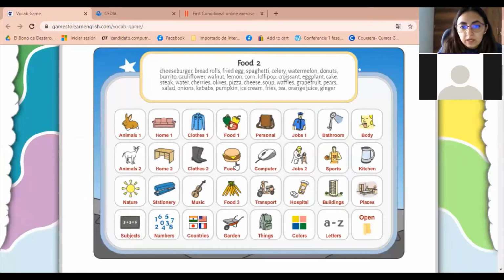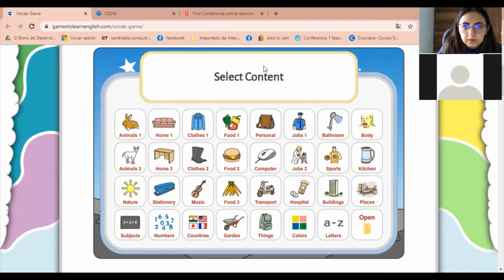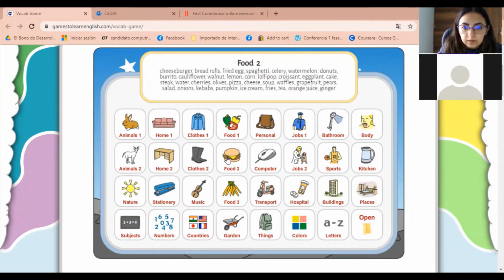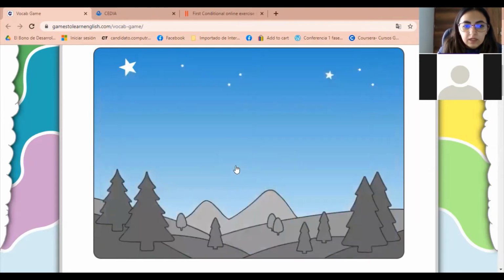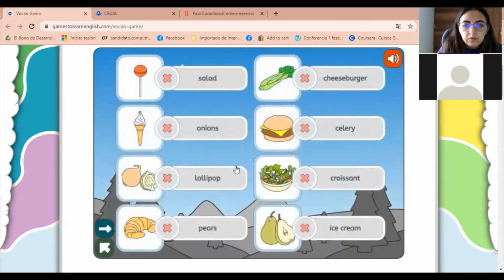Today we're going to do a short exercise. Let's practice food, okay? Let's remember vocabulary of food. So here you have some pictures. Can you give me the name of the first one? What is it, guys? What do you think is the name of this picture?